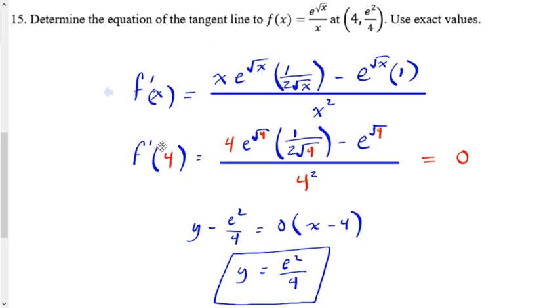Why is that happening? Well, let's look here. This 2 times the square root of 4 will be a 4. So this 4 and that 4 cancel out, leaving me with e squared minus e squared. My numerator goes to 0. So it turns out that at this point, my function has a horizontal tangent line. If my slope is 0, then I just have y equals a constant, e squared over 4. And we will typically leave our answers with the e in it as exact values, and that's what we were asked to do in this question, use exact values rather than getting a decimal approximation.